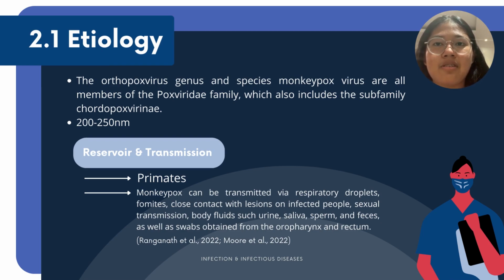Monkeypox transmits via respiratory droplets and close contact with lesions on infected people. Body fluids such as urine, saliva, sperm, and feces, as well as swabs obtained from the oropharynx and rectum, have significant viral loads, implying that sexual transmission is a key contributor to transmission. Respiratory droplets can spread the virus if a person is in close proximity, within 6 feet, to an infected person for a prolonged period of time, 3 hours or more. That's all I can explain about the etiology of monkeypox.